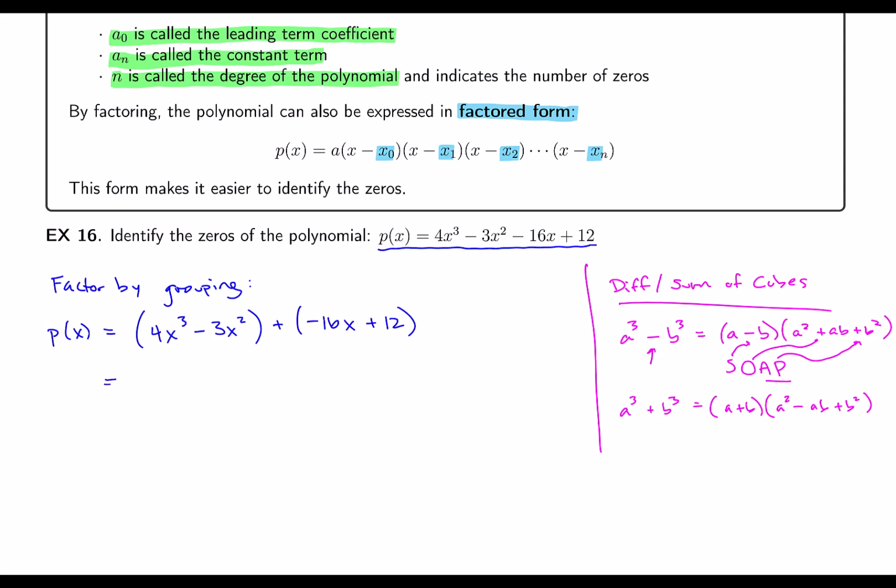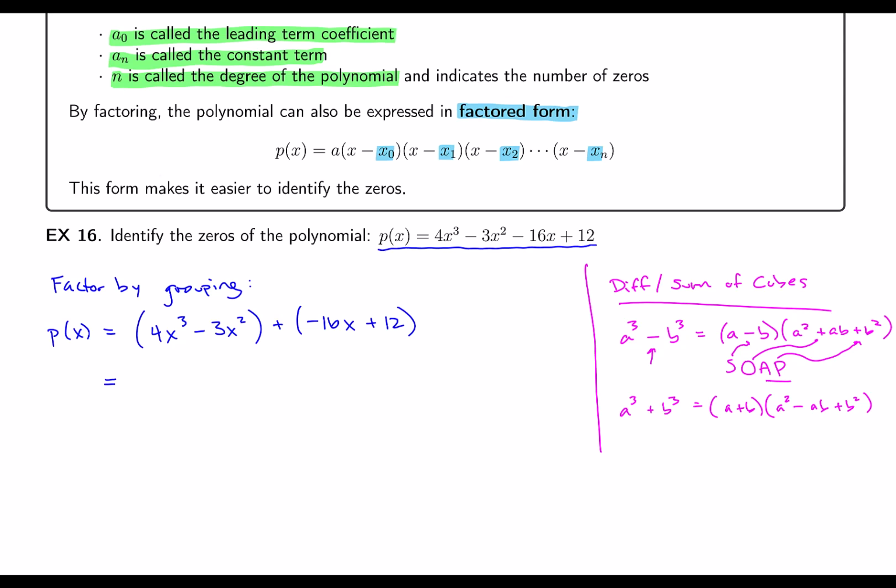Now, within these groups, you should have some common factors. It's only going to work if there are some common factors here. So if there aren't, well then either you need to rearrange the terms that you grouped together, or it's just not going to work. But oftentimes it really does work just like this in Calc 1 examples.